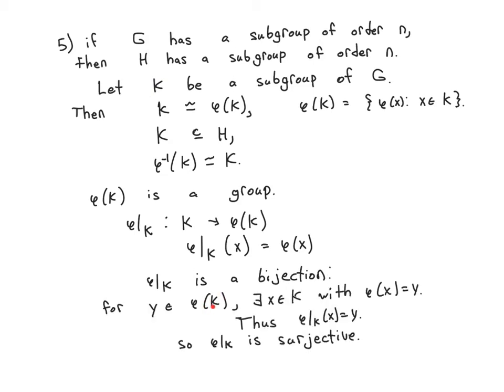Namely, take an element in this codomain, y. You need to find x that maps to it in order to show that it's surjective. Well, this codomain is an image set, so by definition of image, there exists an x in K such that phi of x equals y. We define phi restricted to K by the same formula, so phi restricted to K of x is also y. Congratulations, we found an x that maps to y, therefore phi restricted to K is surjective.